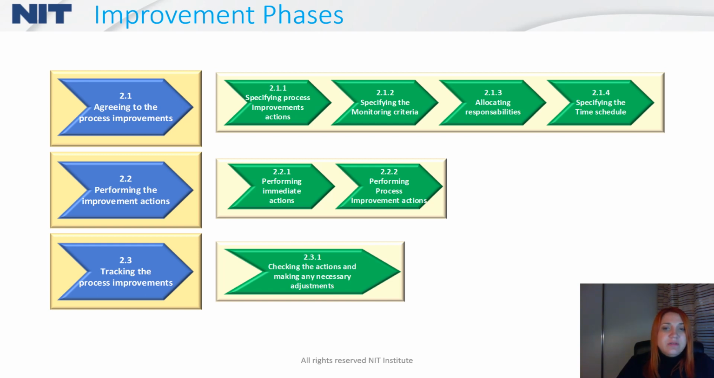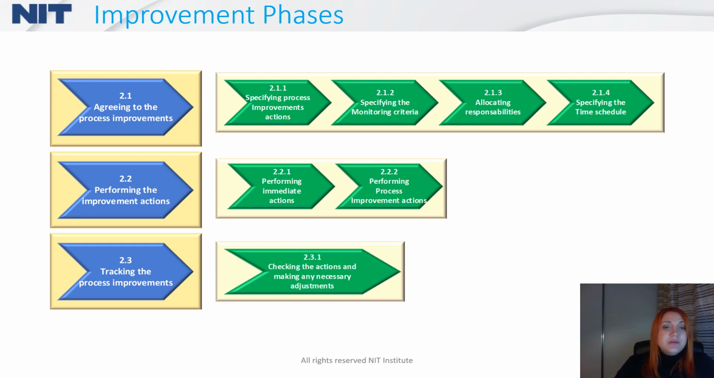think about whether we have the criteria for monitoring such improvements. Then we need to allocate responsibilities to perform the improvements and to specify when we want to finish such improvements, which is really important, especially for the PDCA cycle, which we already mentioned in the beginning of this course.